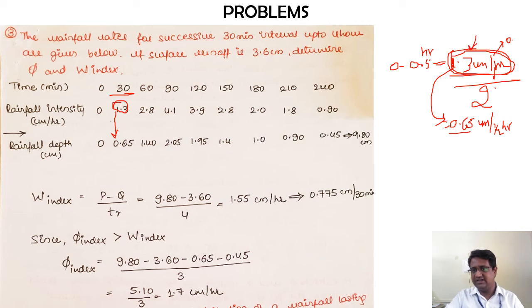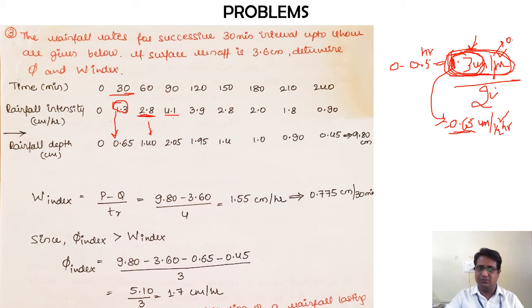1.3 centimeters per hour it is, but I want it for half an hour. So 1.3 centimeters of rainfall is occurring for 1 hour, but I want it for half an hour. So that's why I am dividing this 1.3 by 2 to get 0.65. Similarly, if I do it for the next interval, that is 2.8, I am going to get 1.4.